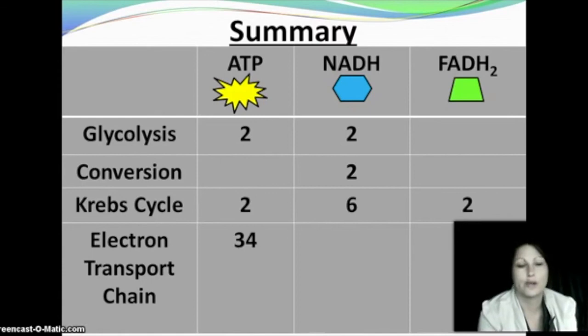Krebs cycle, remember we made a whole lot of stuff in that step: 2 ATPs, 6 NADHs, and 2 FADH2s. And then finally in the electron transport chain, we made 34. That was our big payoff stage of ATP. So 34 plus 2 plus 2 would give us a total of 38 ATP for aerobic cellular respiration.